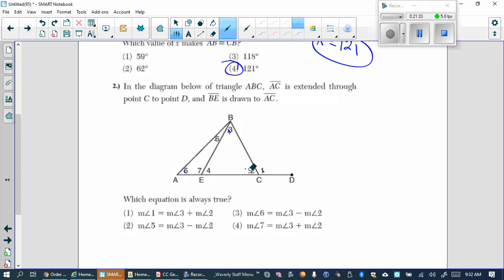But angle 7, no, that's not nonsense. Angle 1 equaling the sum of these two remote angles. Is this not exactly the exterior angle theorem right here? Choice 4. Yep. And there you go.